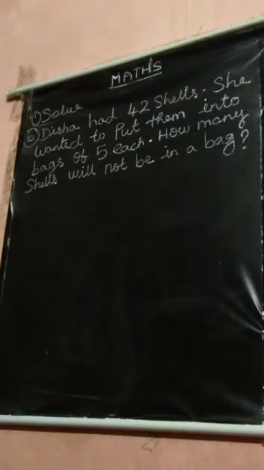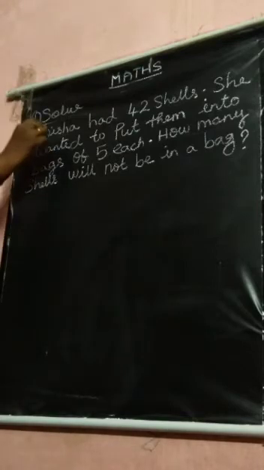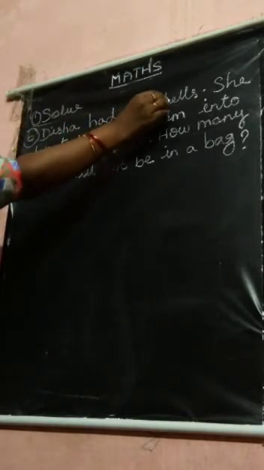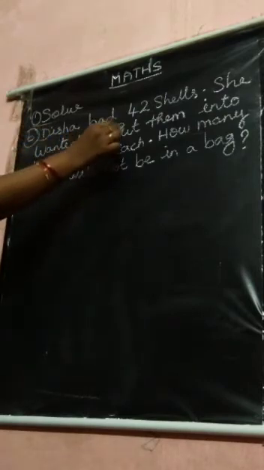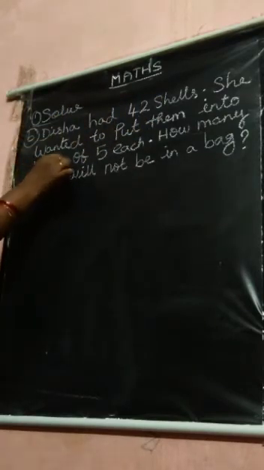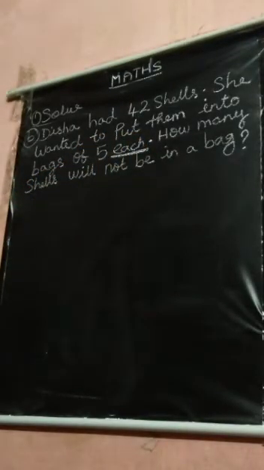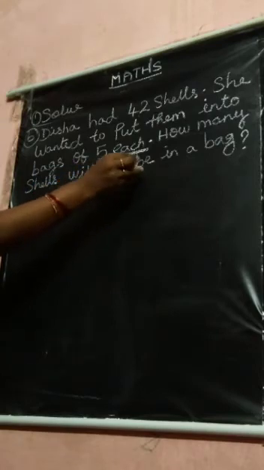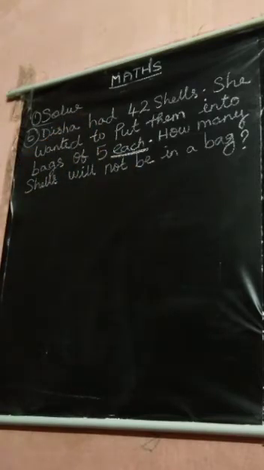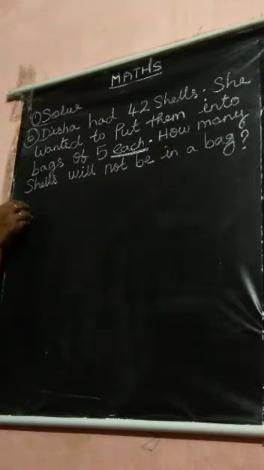The second question. Diksha had 42 shells. She wanted to put them into bags of 5 each. The "each" is given. How many shells will not be in a bag? The question is asking how many shells will not be in a bag. You are going to find out. First you write what things are given.